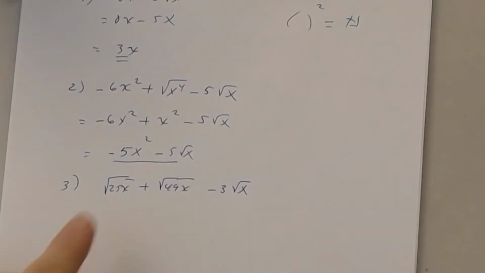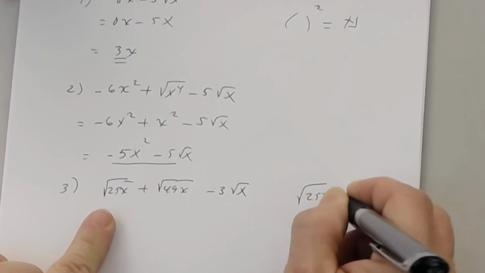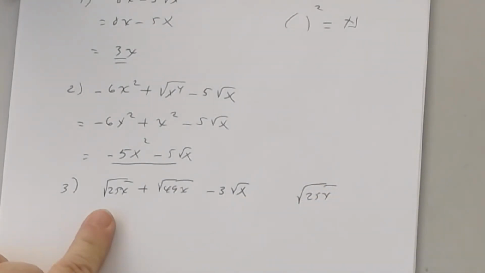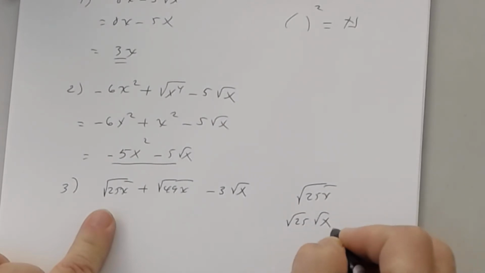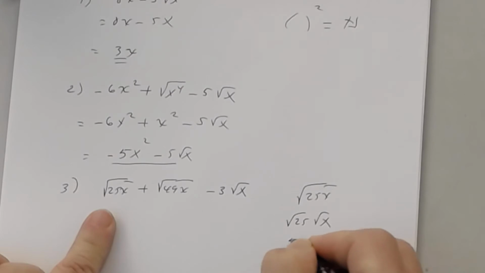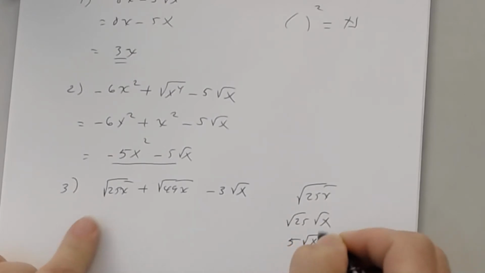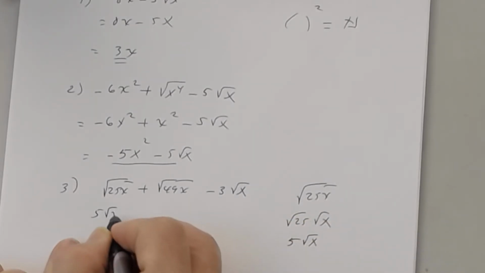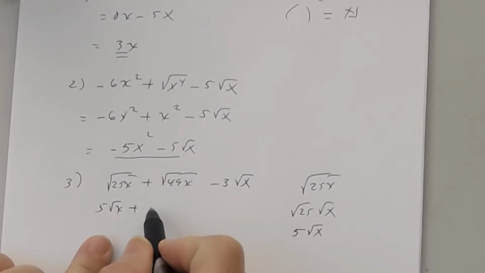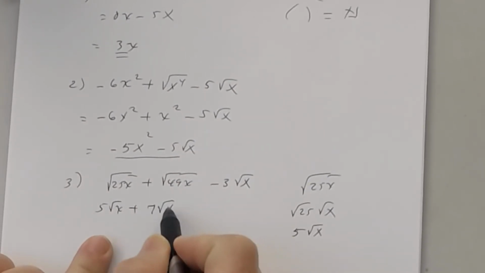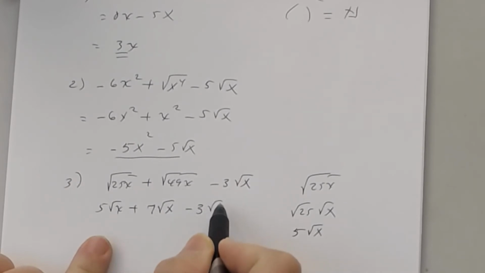Yes. So let's talk about the square root of 25x. Do y'all agree? Remember what we did a while ago. Do y'all agree that I can write this as square root of 25 times square root of x? Which is just what? 5. 5 square root of x. That's this. Now using that same idea, what does this become? 7 square root of x. And then minus 3 square root of x.